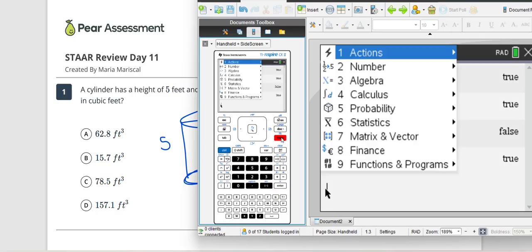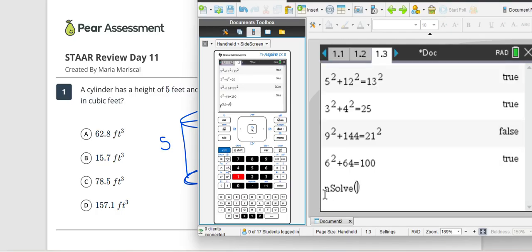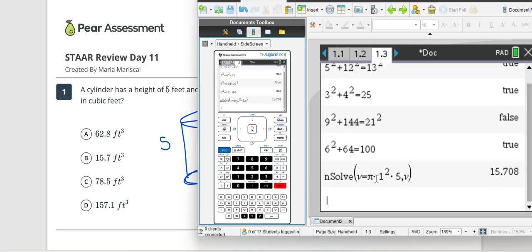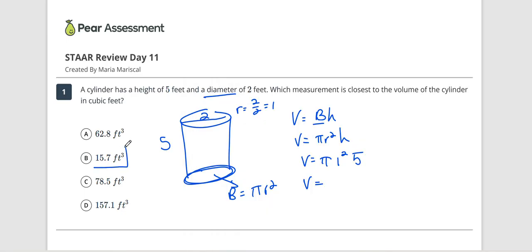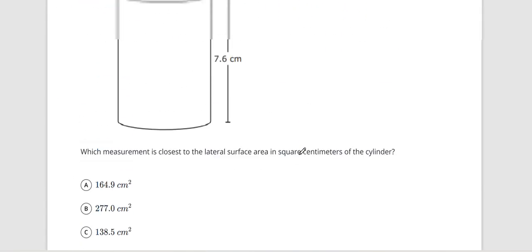So we're going to go menu 3, 1. And I like to do it like this because the volume is going to be what we're looking for. Any variable can be what we're looking for. So just keep it simple. Keep the same formula, and you can't go wrong. Times 5. And then we're looking for the volume, comma V. So 15.7. I guess about that one. That's the closest one.